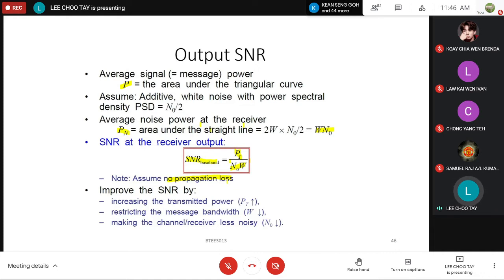If you look at the expression for signal to noise ratio here, there are a few things we can do in order to improve it. The first one we talked about before is increasing the transmitted power. Again, we have limitations on how much we can do here. The second thing we can do is reduce W, which is our message bandwidth. But if you reduce the message bandwidth, that means we are going to reduce the amount of information that we can transmit.